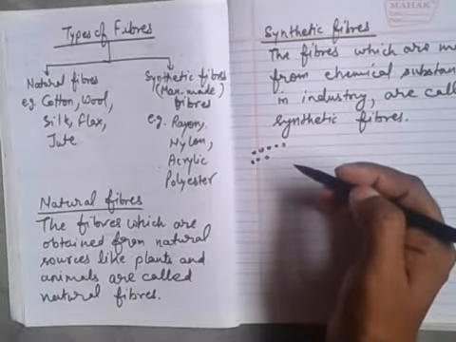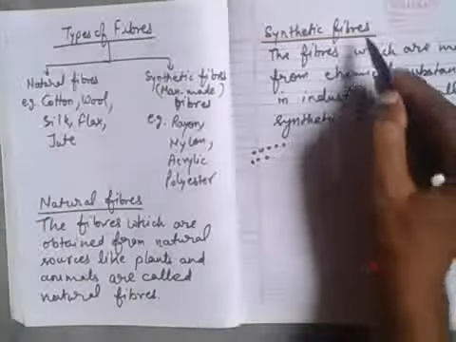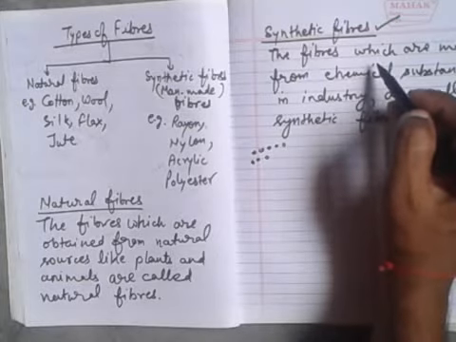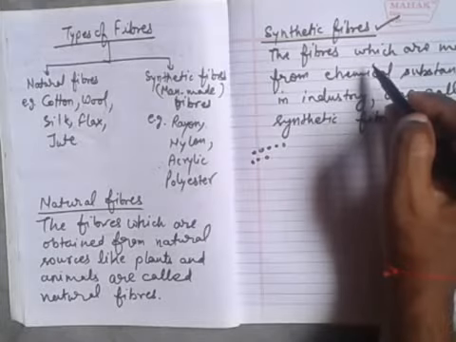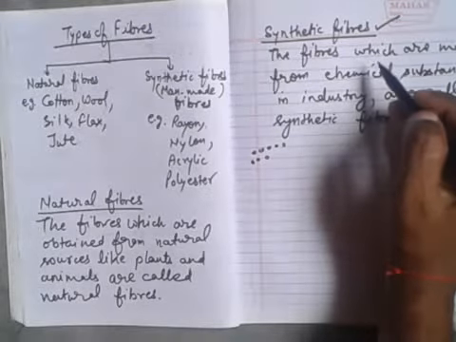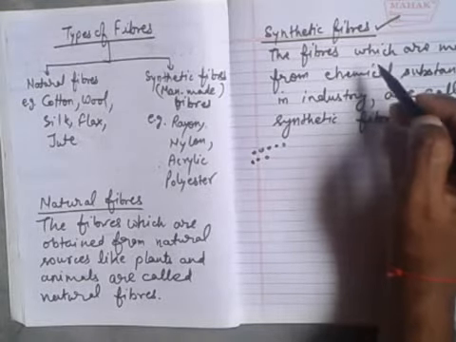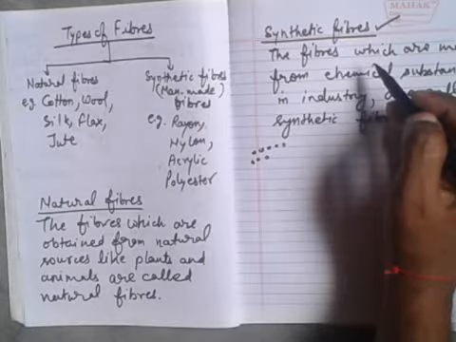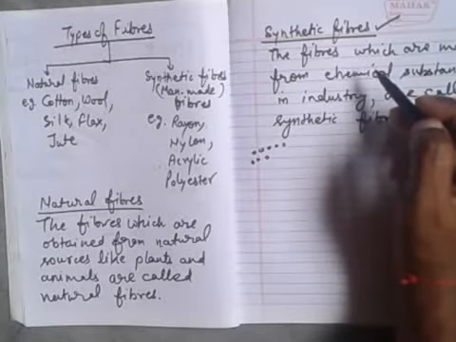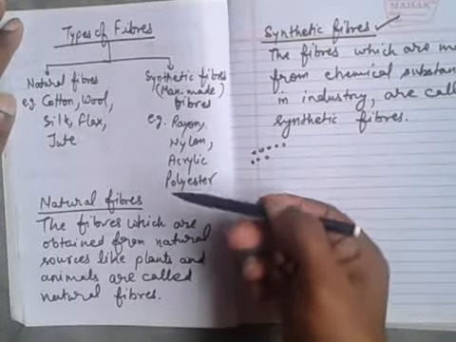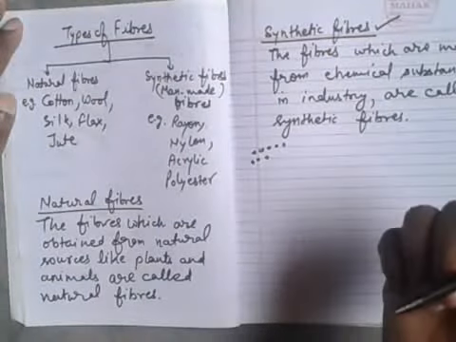In comparison to this, if we burn a synthetic fiber, they melt readily and they produce a smell of burning meat or flesh. So in this way we can differentiate between a natural fiber and a synthetic fiber.